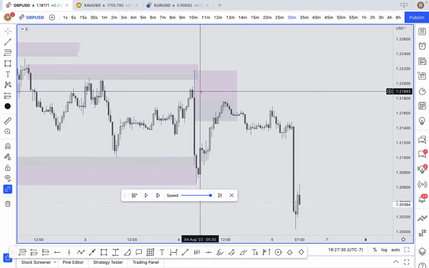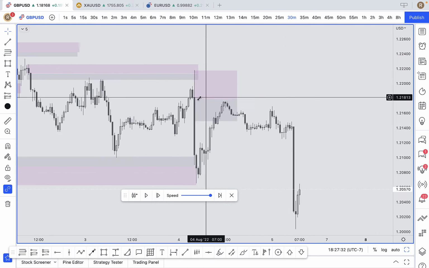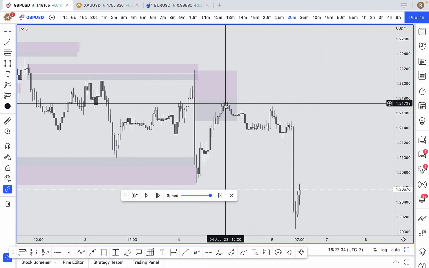All right, so we did fill a good portion of this imbalance. There may or may not have been a trade in here. That's, let's see, 12 o'clock my time. I wouldn't have traded it anyway.